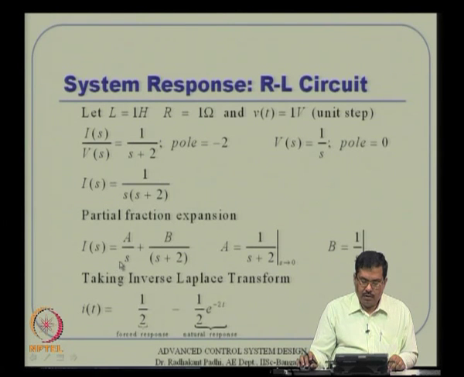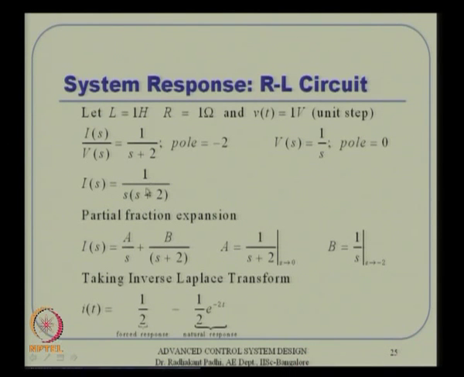A is nothing but s times whatever you have here. So s cancels out, and you are left with the rest, evaluated at s equal to 0. And b is similar: this entire function multiplied by s plus 2, so that it cancels from numerator and denominator, and then you evaluate that at s equal to minus 2. That is what you do here. So a turns out to be 1 by 2 and b turns out to be minus 1 by 2.